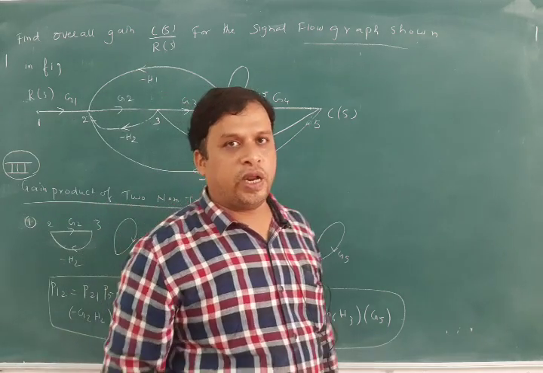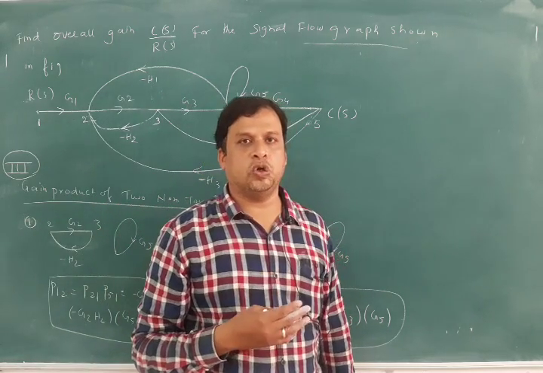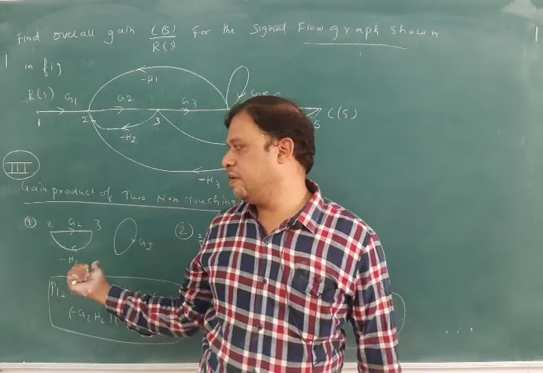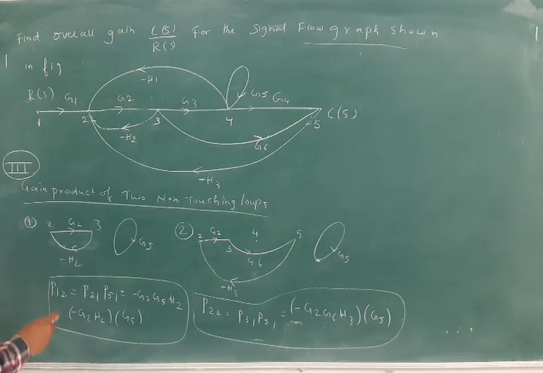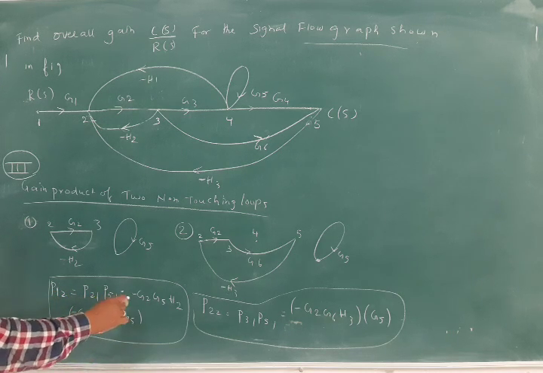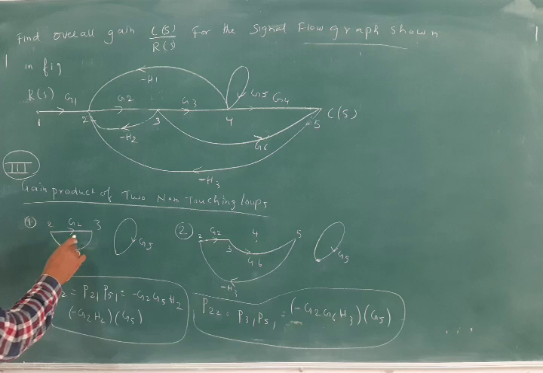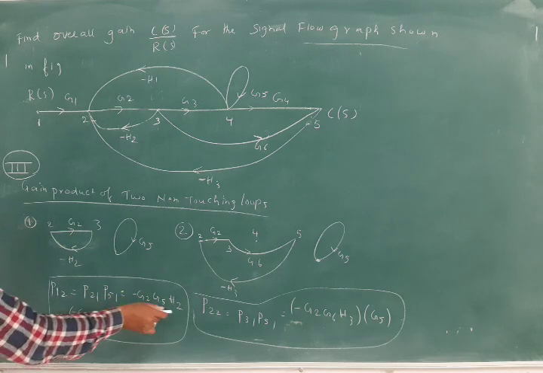In the signal flow graph, we have two non-touching loops. The first combination is given here and the second combination is given here. Now we will find this particular gain. The gain is found like this: P21 into P51, the gain product, minus G2 G5, minus G2 G5 H2. How did we get minus G2 G5 H2?